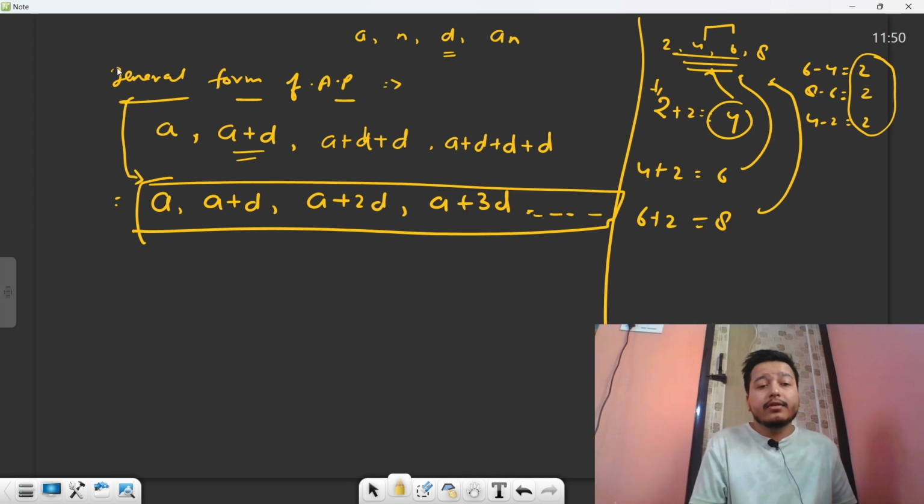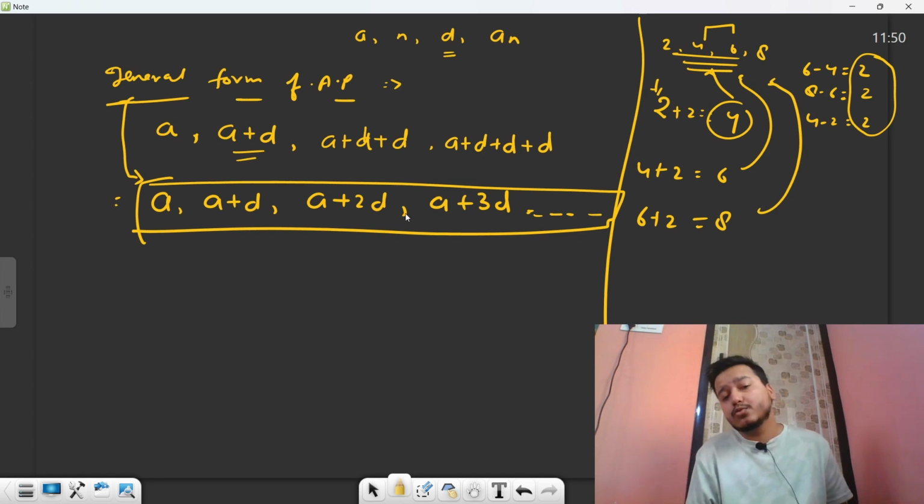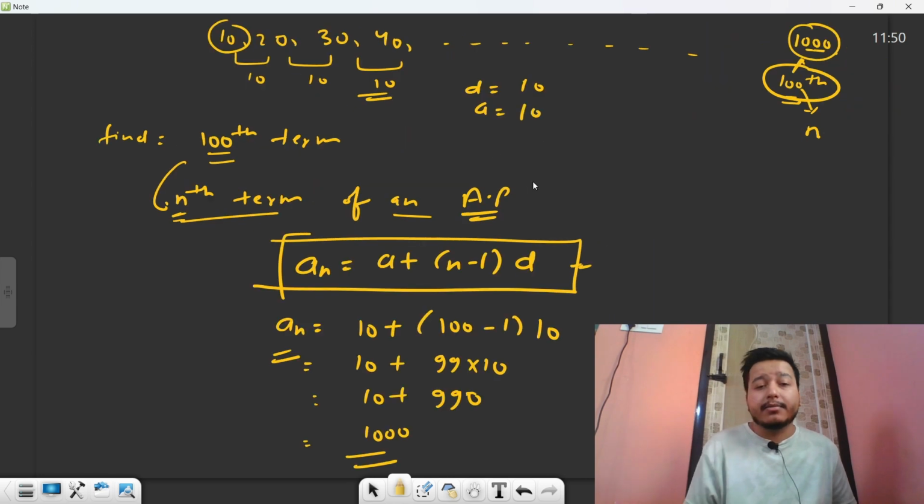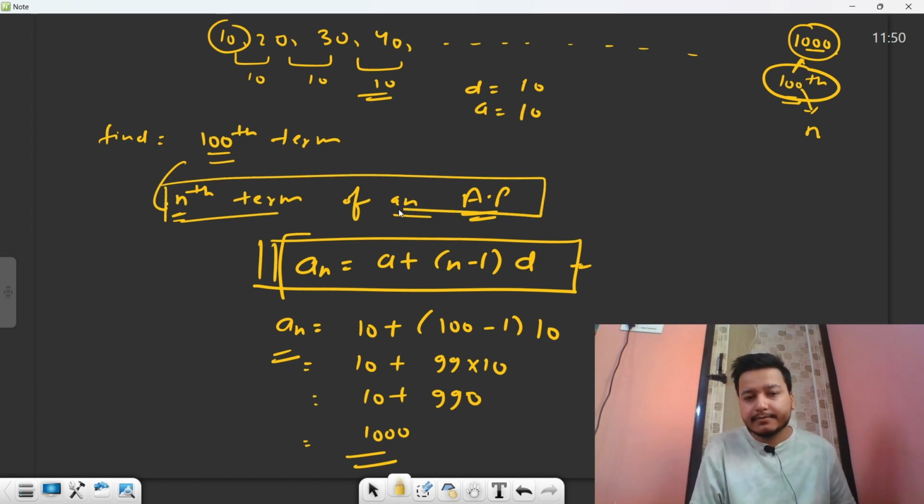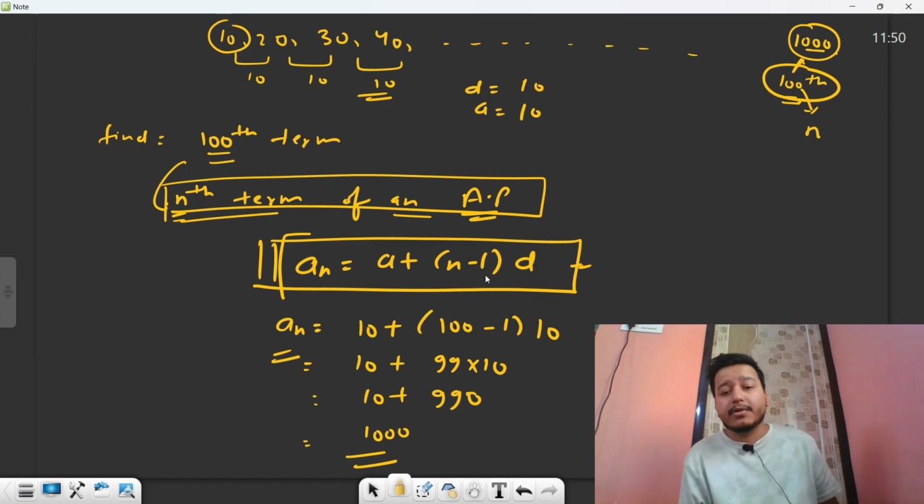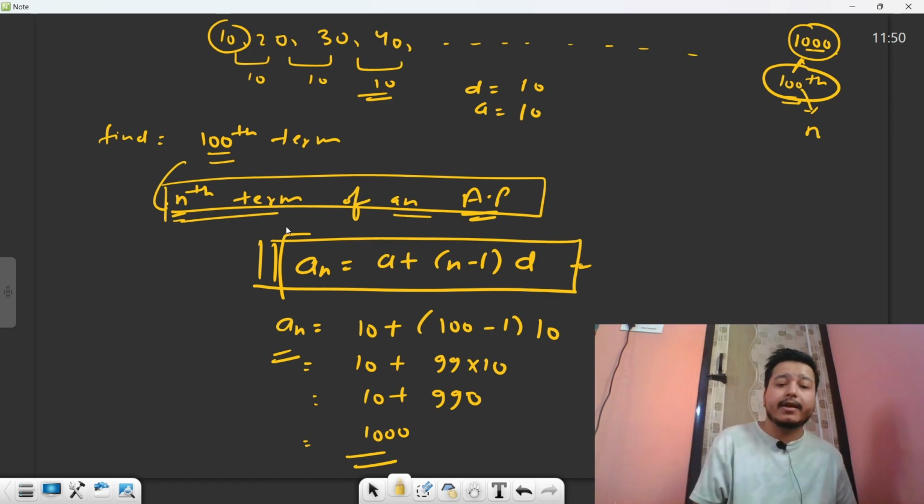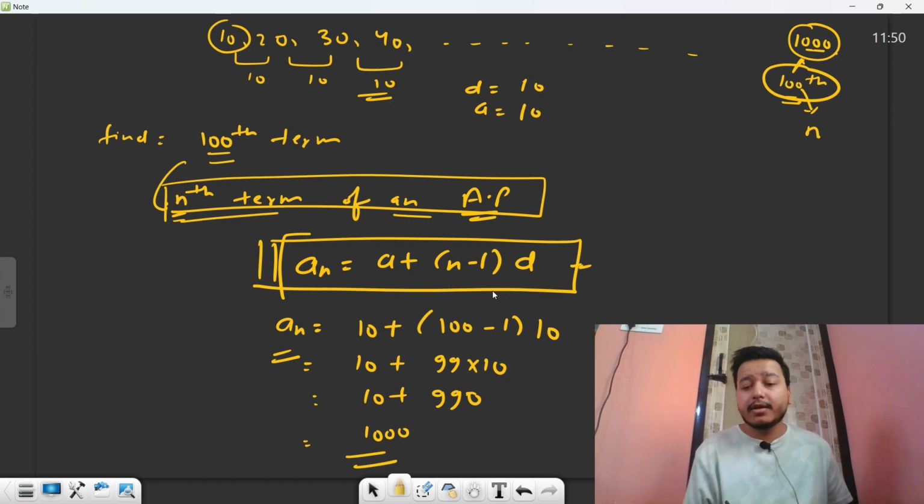Then we learned about the general form of AP, which is a, a plus d, a plus 2d, a plus 3d and so on. Here is the important formula that we learned: nth term of an AP, which is an equals a plus n minus 1 into d. And then we solved an example.